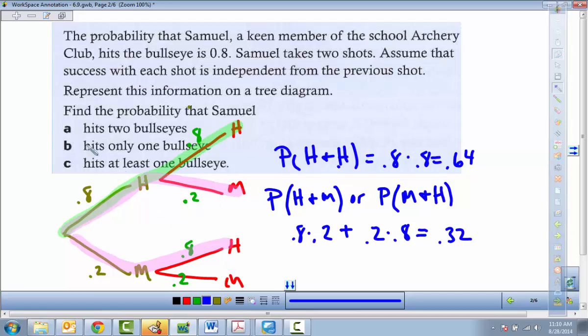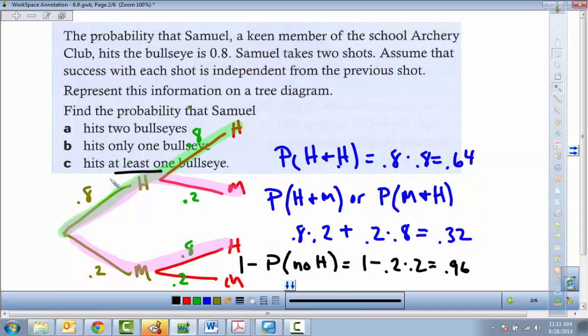Okay, so now what's the probability that he hits only 1 bullseye? Okay, only 1 bullseye. Sorry, at least 1 bullseye. So that would mean 1 or 2. So there's 2 ways that we could do this. We could add these together, because that would be hit and miss, or miss and hit, or hit and hit. Or we could take this as 1 minus the probability of no hits, which would be 1 minus 0.2 times 0.2, which is 0.96, and that's what you get if you add these 2 together.